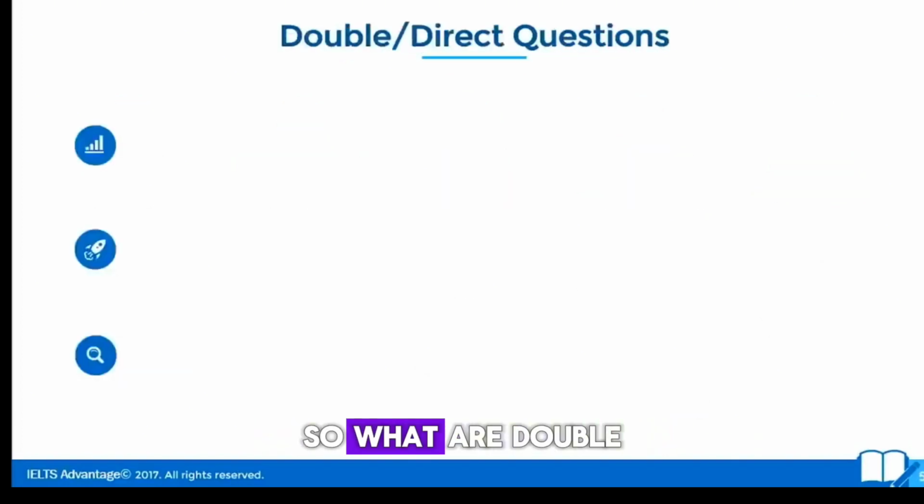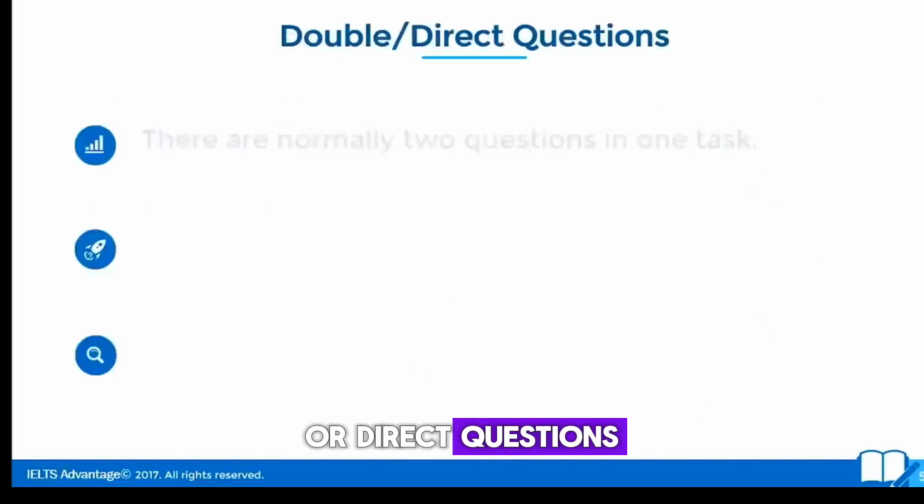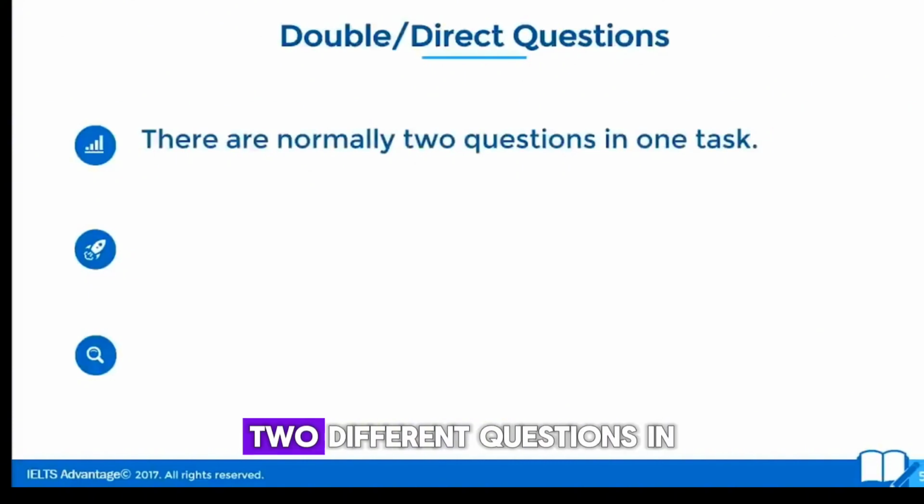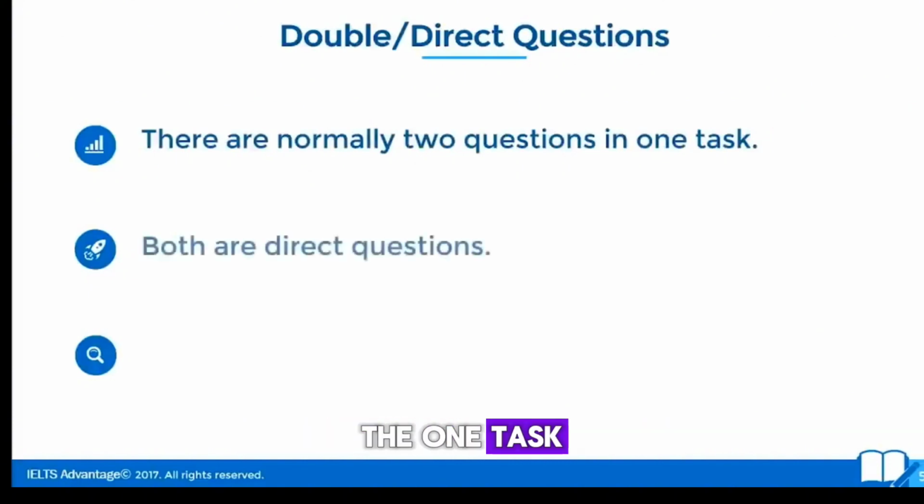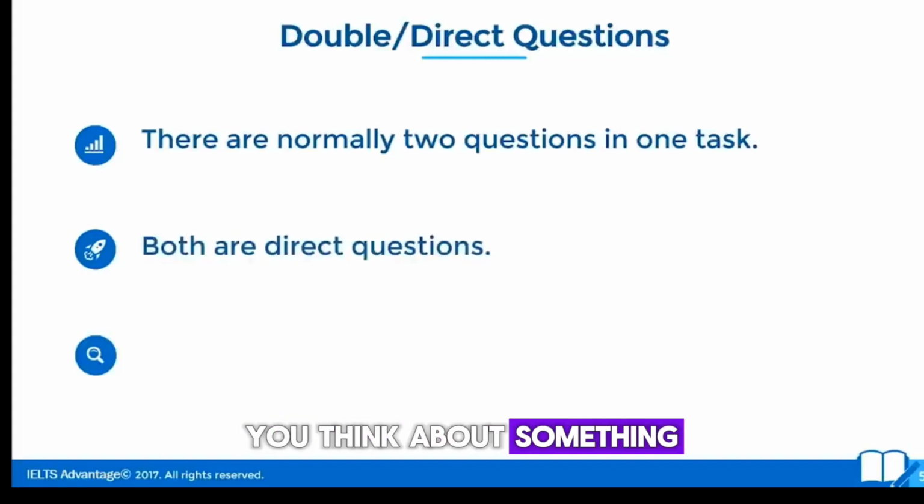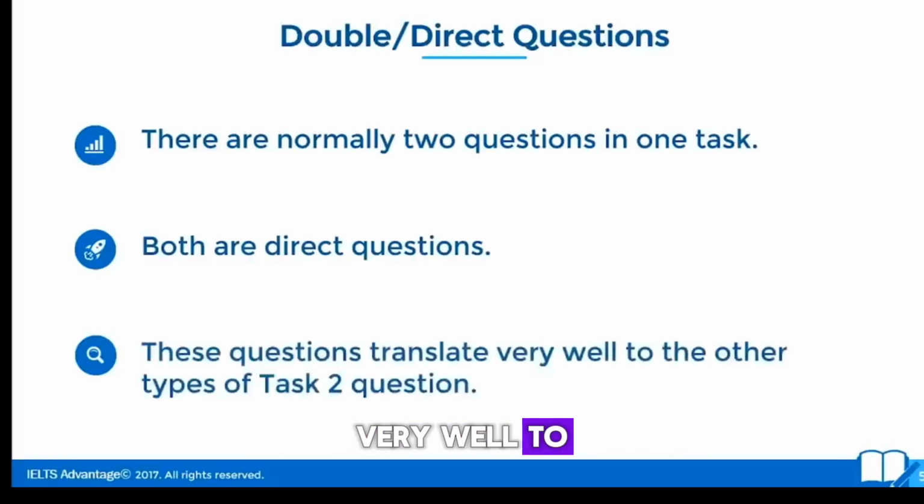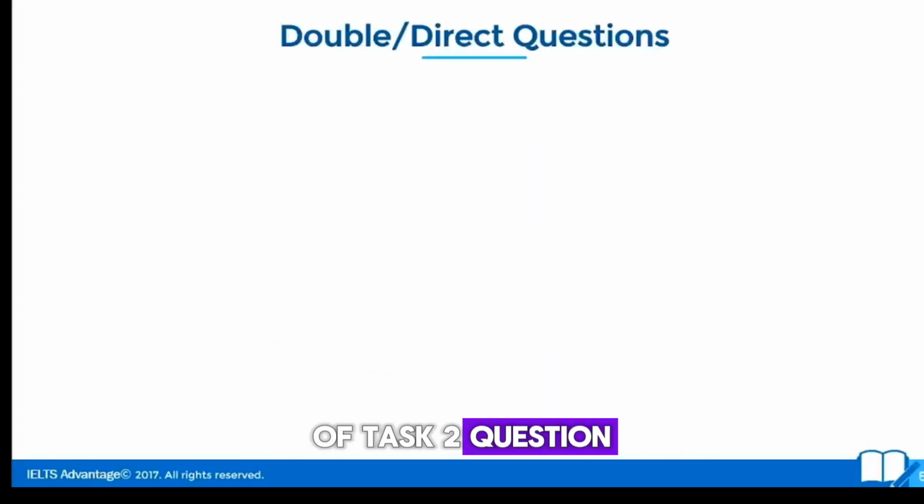Okay, so what are double or direct questions? So these are normally two questions in one task. You'll get a background statement and then you'll be asked two different questions in the one task. And normally these are both direct questions. They are asking you directly what you think about something. And as I've already mentioned, these questions translate very well to the other types of Task 2 question.